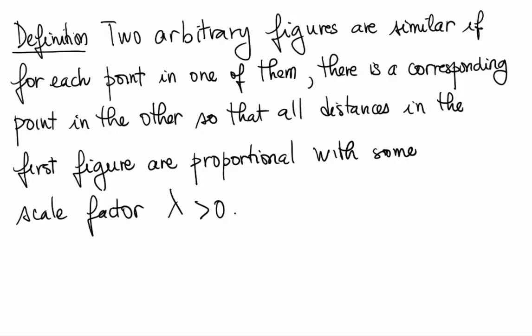Now, we can define two arbitrary figures to be similar if for each point in one of them there is a corresponding point in the other, so that all distances in the first figure are proportional with some scale factor lambda, which is always a strictly positive real number.